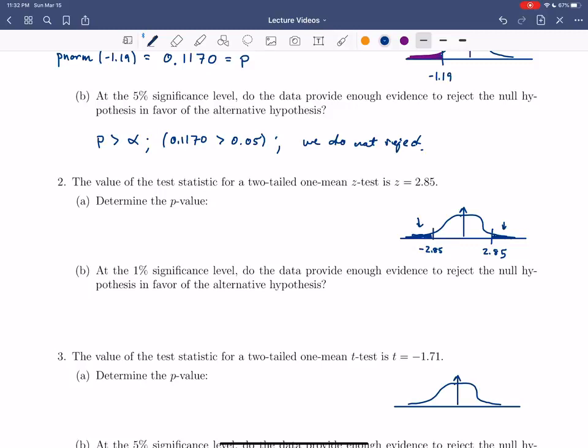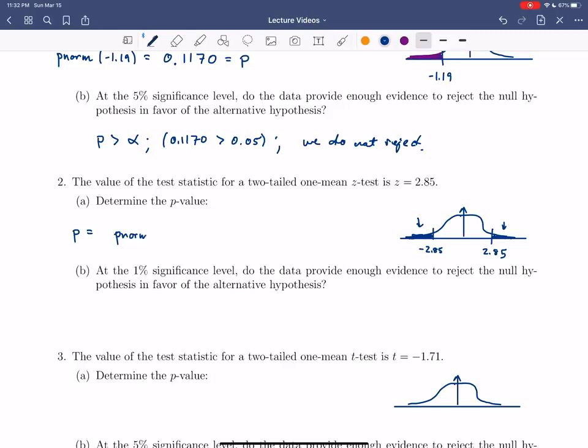And so what we're going to do is plug this into R, and the way that we're going to do this is I want the cumulative probability up to negative 2.85. That part's easy.